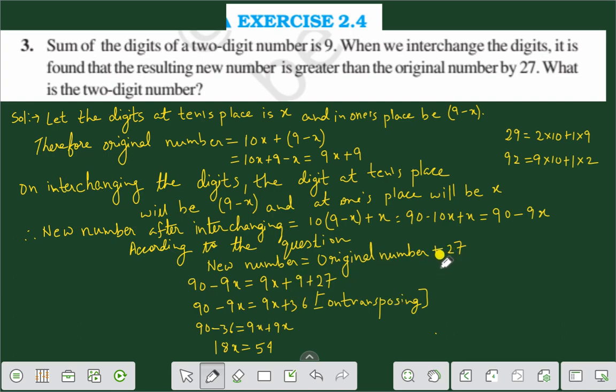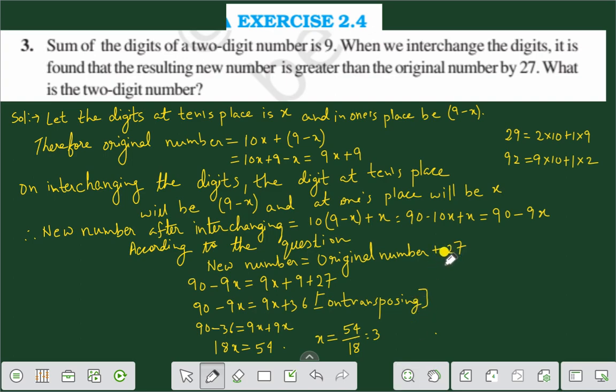Now dividing both sides by 18, we are getting x is equal to 54 by 18, and that is equal to 3. x equal to 3, right? Therefore the digit at tens place is x, and that is 3.